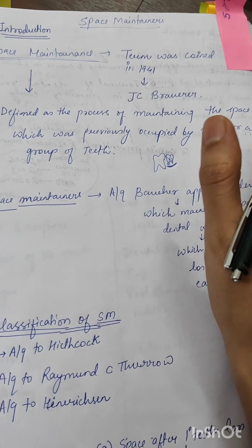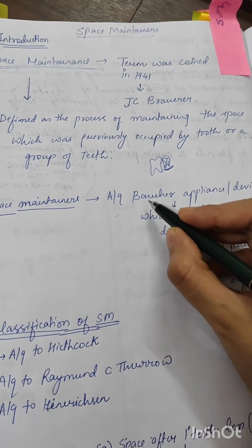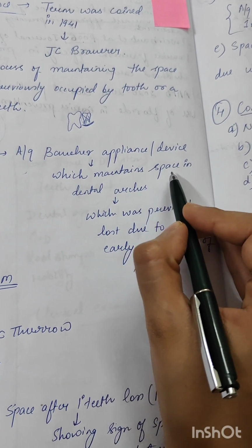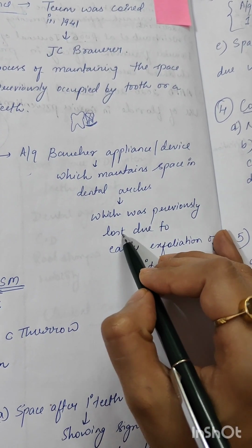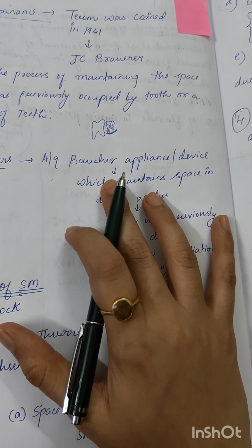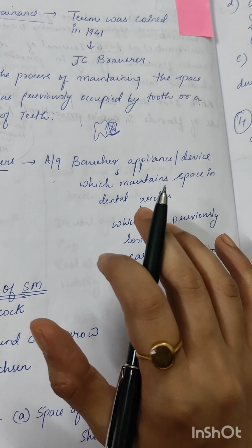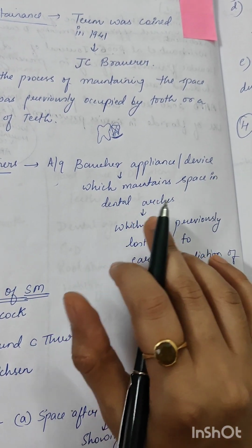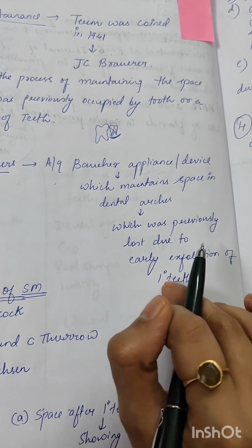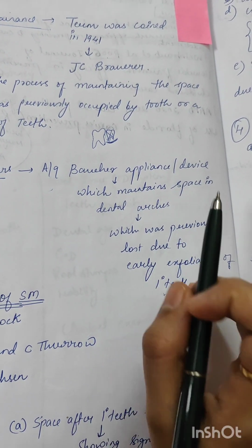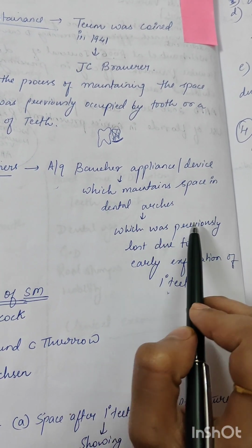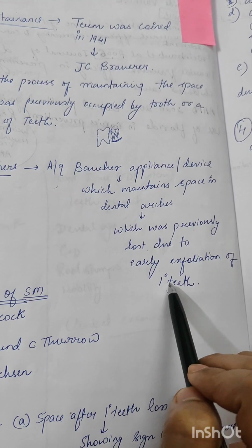Another definition, by Boucher, was given as the appliance or device which maintains the space in the dental arch which was previously lost due to early exfoliation of primary teeth.